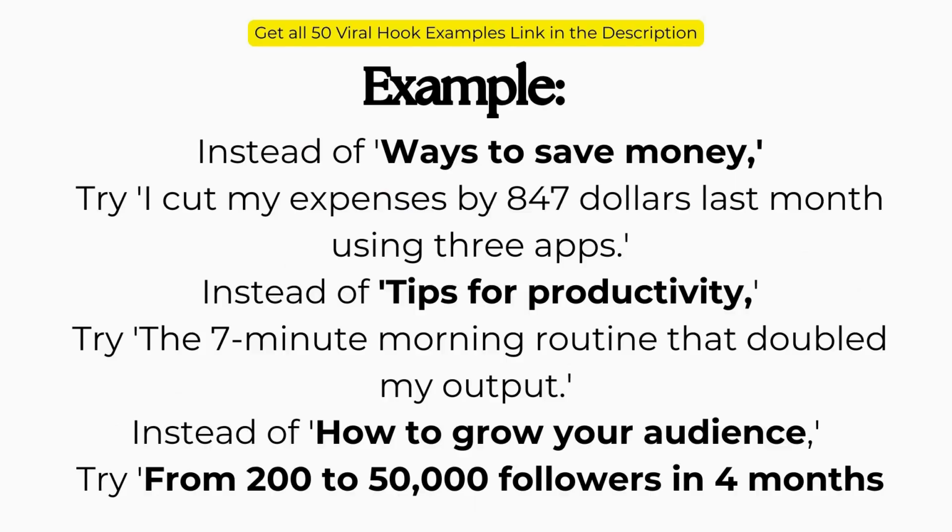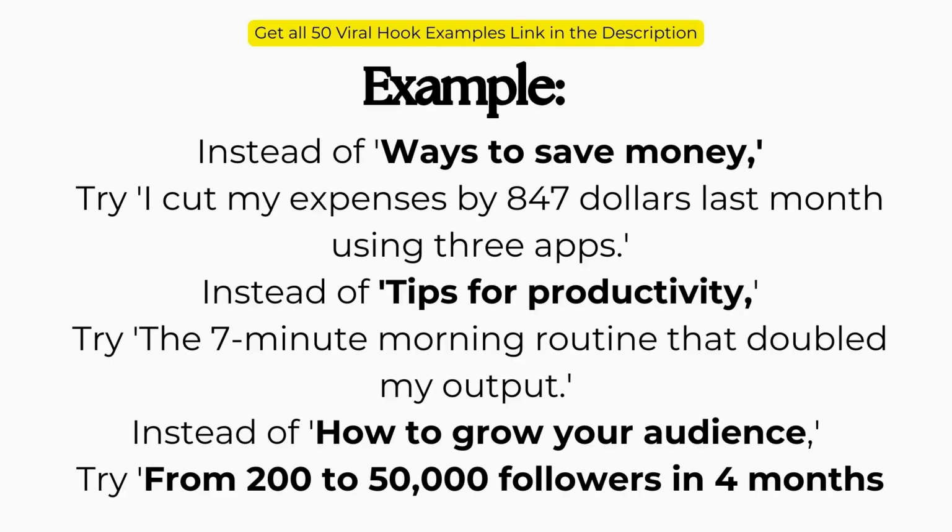Instead of "ways to save money," try, "I cut my expenses by $847 last month using 3 apps." Instead of "tips for productivity," try, "The 7-minute morning routine that doubled my output." Instead of "how to grow your audience," try "from 200 to 50,000 followers in 4 months."